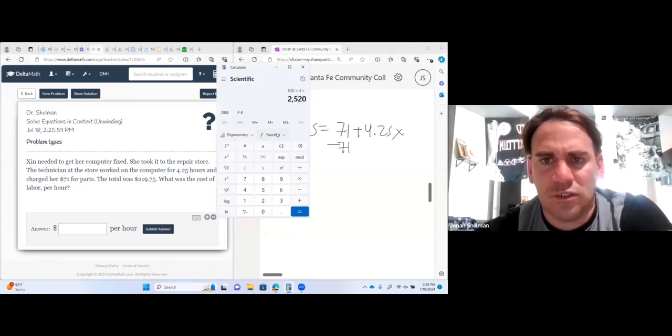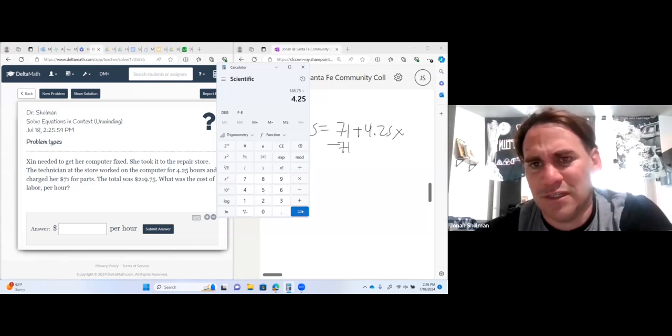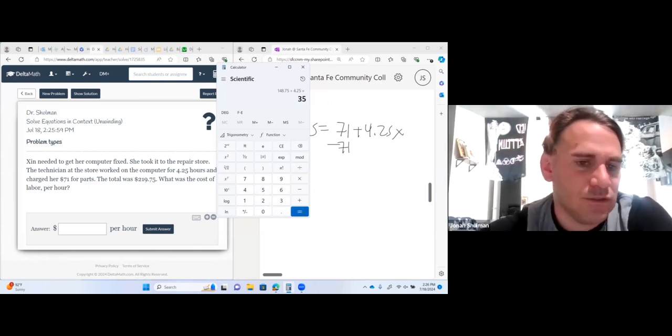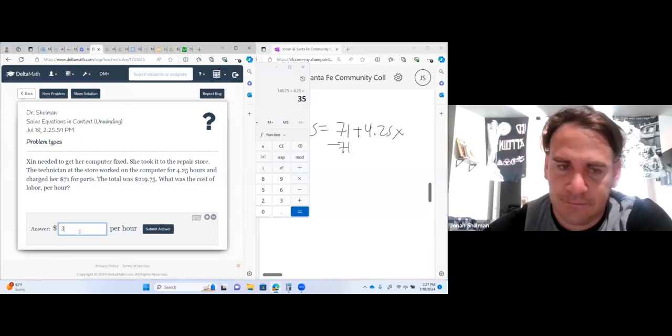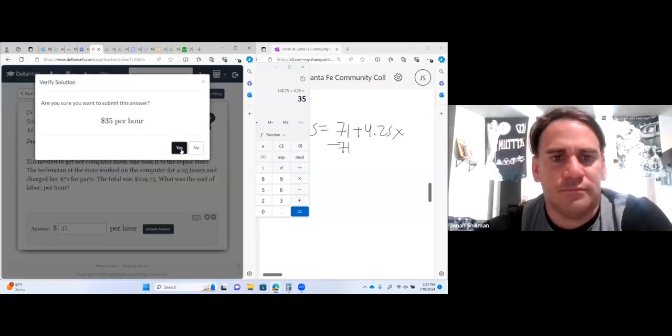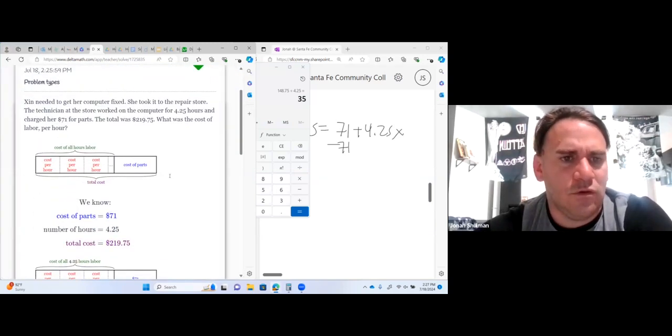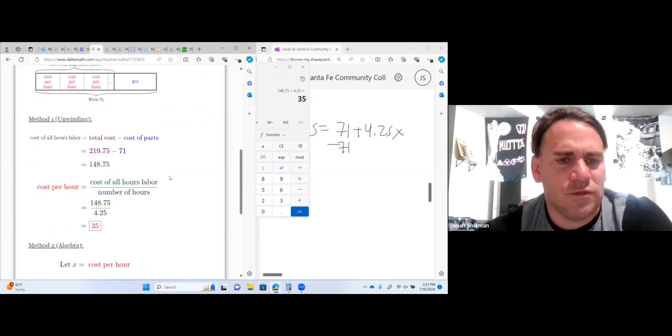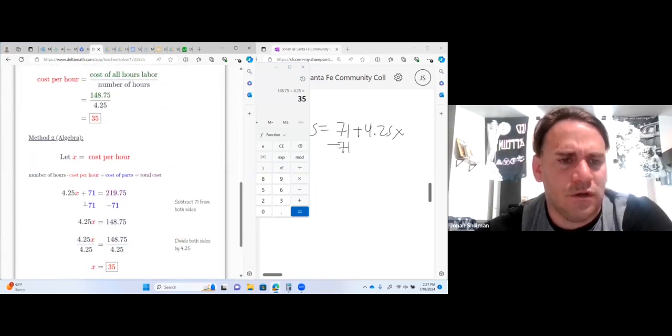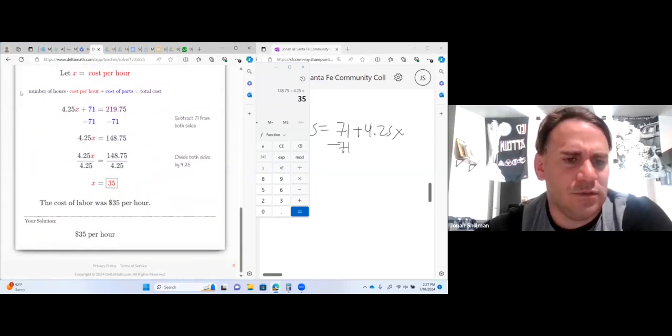Two calculators, one is just fine. So we have 219.75 minus the 71 for parts. Then we're dividing it by 4.25. You want to see me divide decimals again, you can, but either way, it's $35 per hour. Nice. We did it algebraically because it's an algebra section.